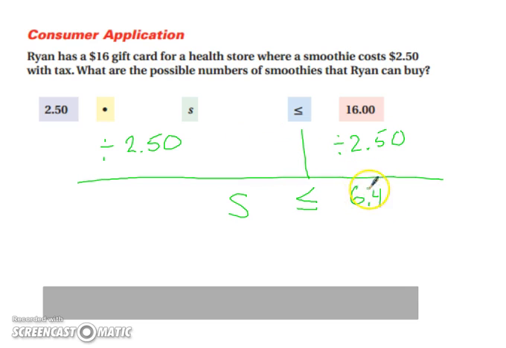Alright, well, he can purchase 6.4 smoothies or less than that. So technically, he can purchase 0 smoothies, 1, 2, 3, 4, 5, or 6. You can't buy a partial smoothie. Alright, and that will conclude our lesson on solving inequalities by multiplying or dividing.